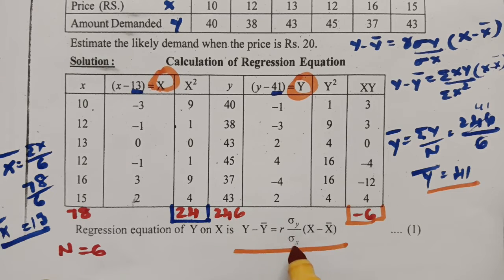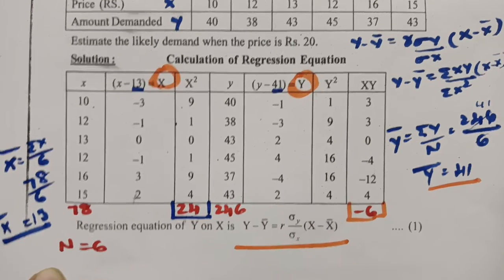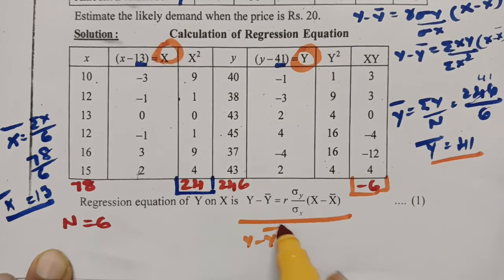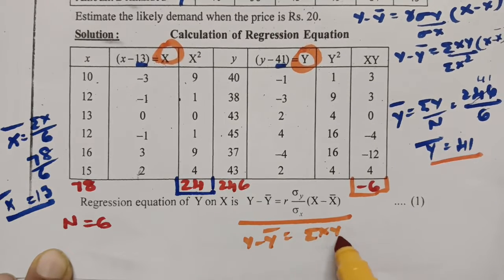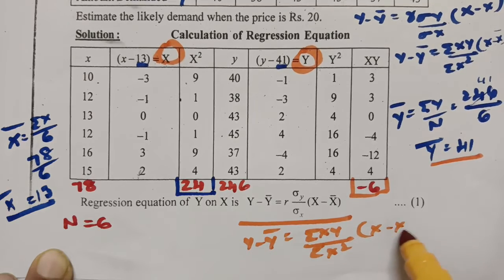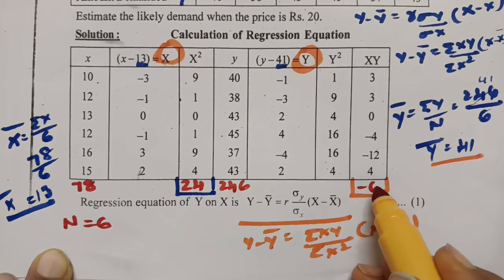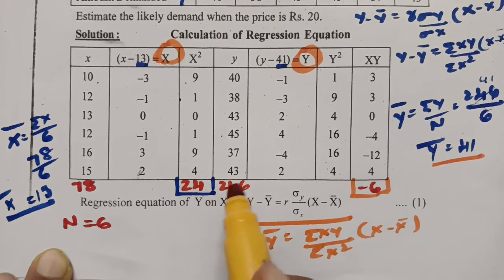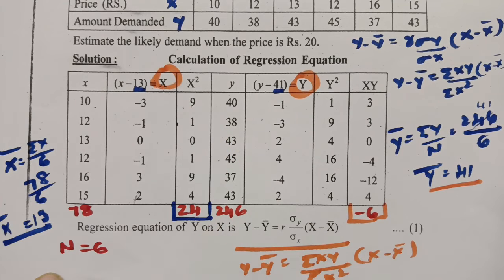What is r here? This can be written as y minus y bar is equal to sigma xy by sigma x square into x minus x bar. What is sigma xy? The total here is minus 6. Sigma x square, the x square total, is 24. So all the values are ready, and now we are going to substitute.